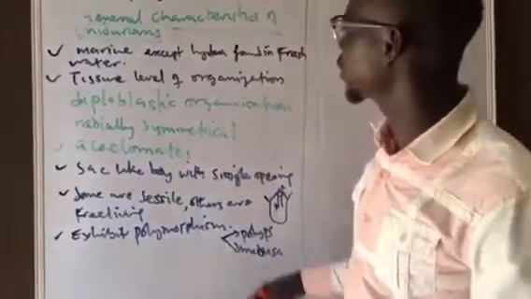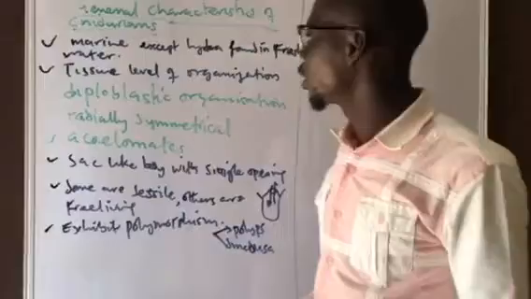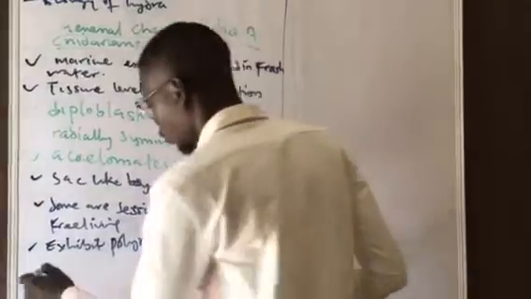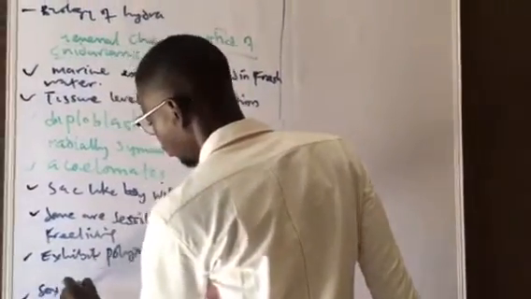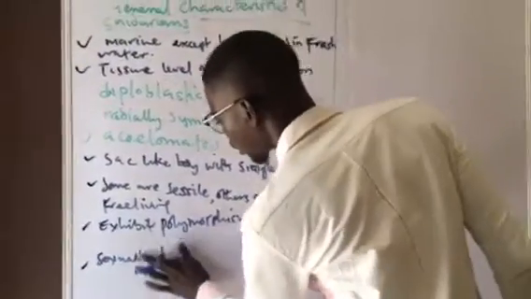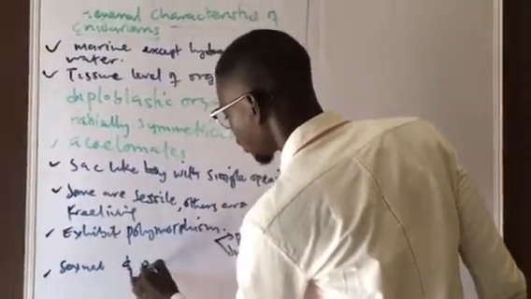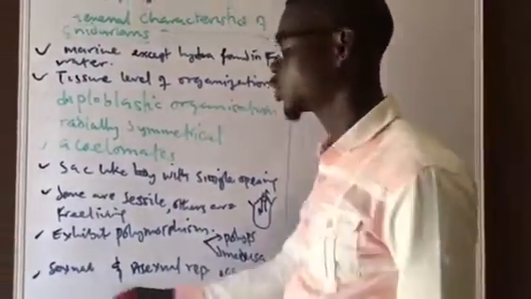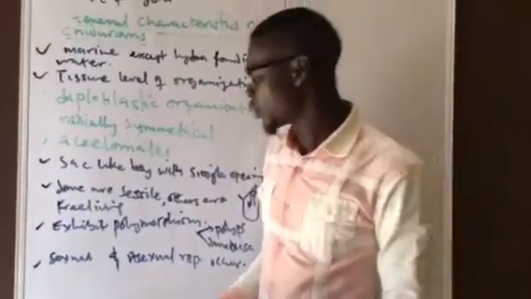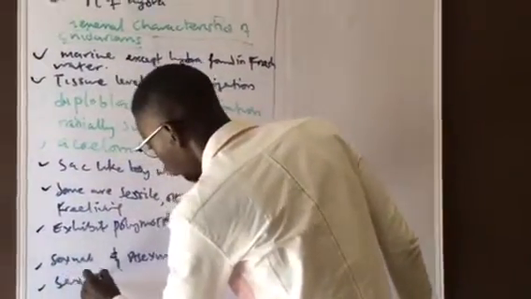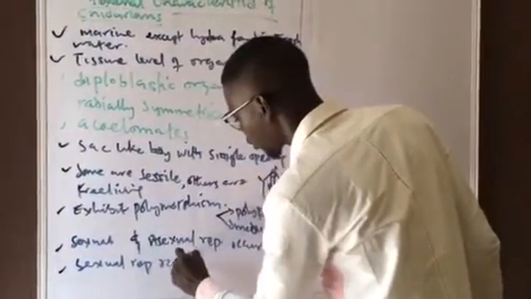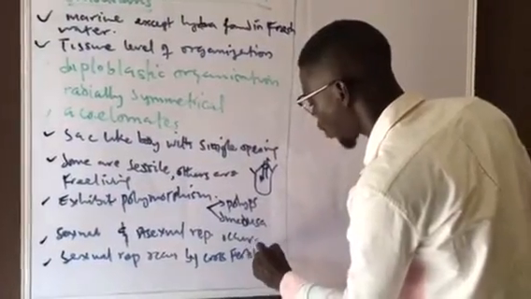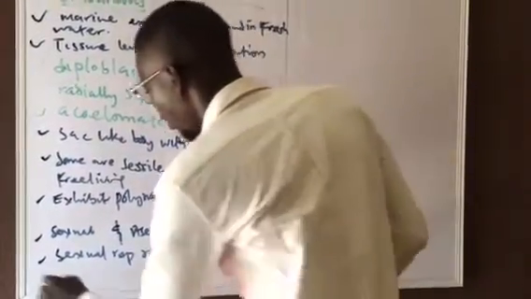We're going to talk about the advancement. These are the advancements of the Cnidarians. They reproduce sexually and asexually. So they carry out both sexual and asexual reproduction. Sexual reproduction occurs by cross-fertilization, while asexual reproduction occurs by budding.